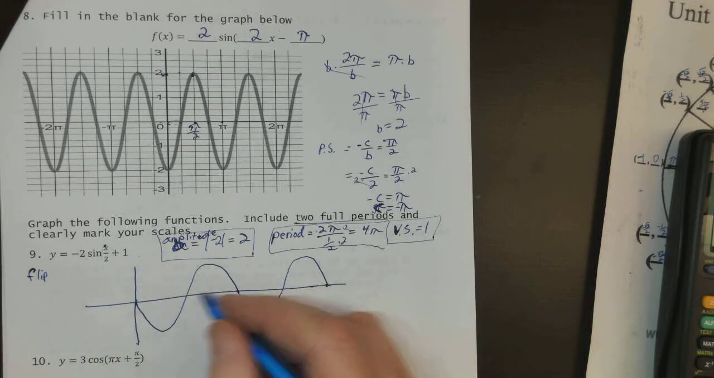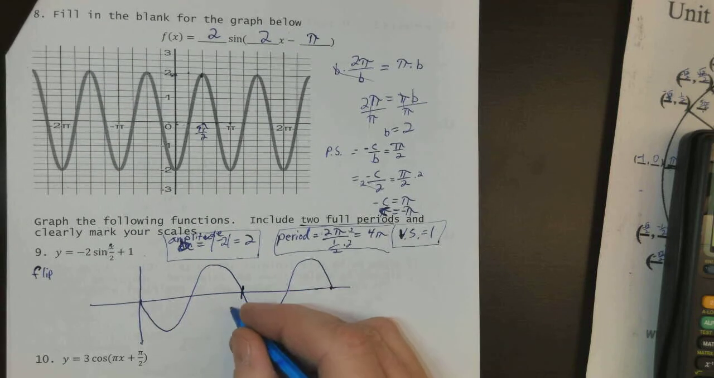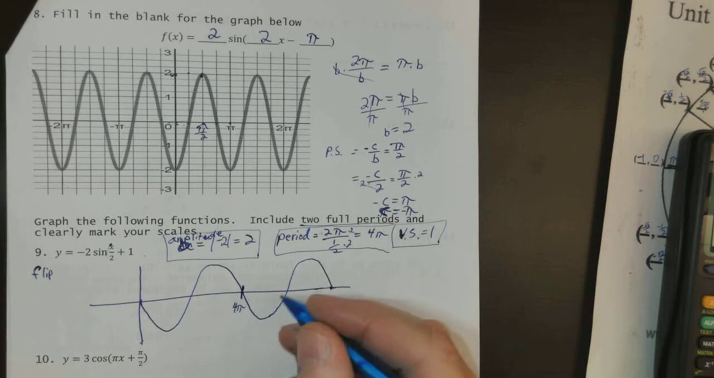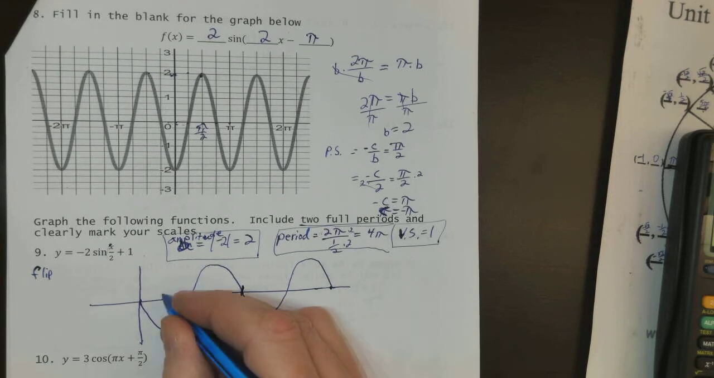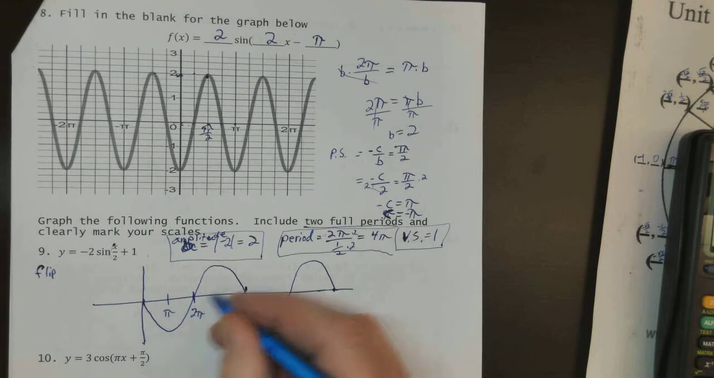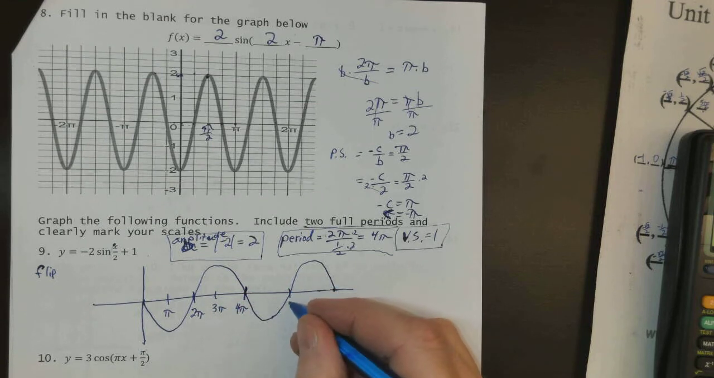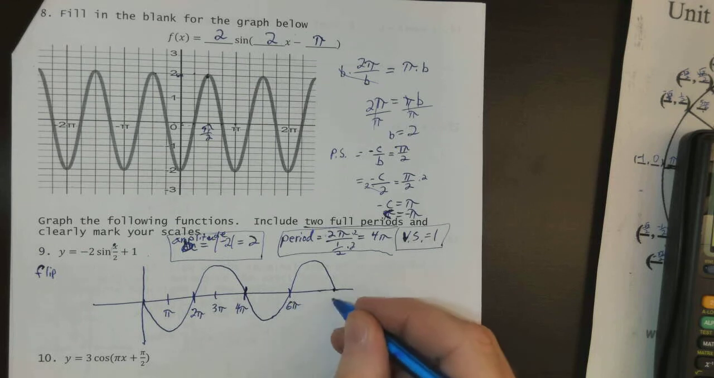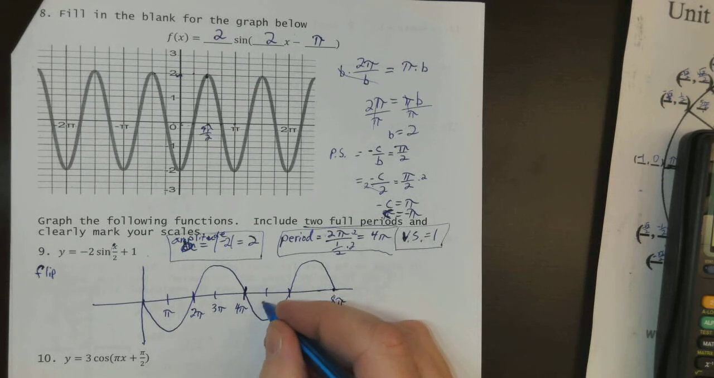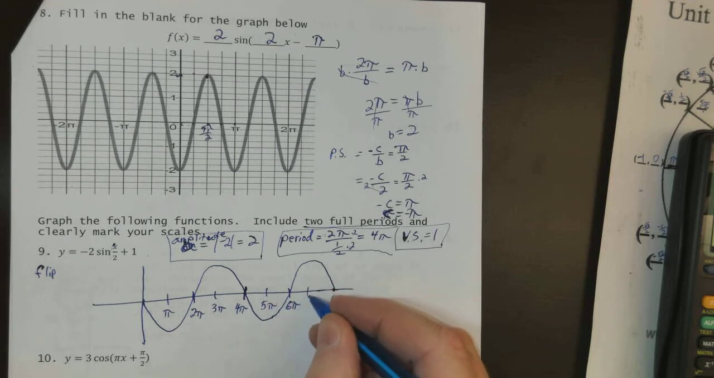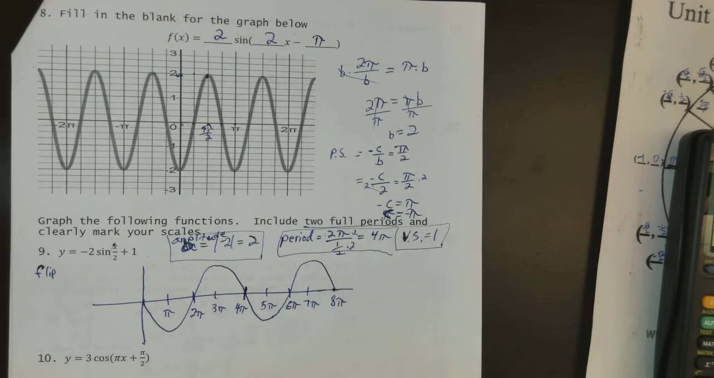All right, so right here, period is 4 pi. Right here is 2 pi. Half of 2 pi is 1 pi. Halfway here is 3 pi. This 2 more pi is 6 pi. This is 8 pi. And let's put our 5 pi here and our 7 pi here.